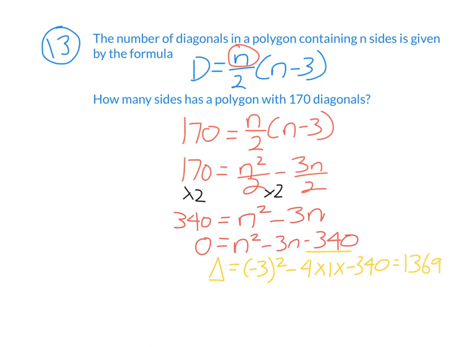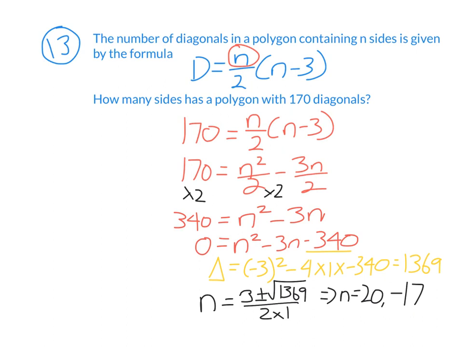So let's solve the equation. It doesn't matter that there are n's instead of x's. We'll do this the exact same way. So we will have n equals minus b, so minus 3, positive 3, plus or minus square root of the discriminant over 2 times a. In this case, a is 1. So the square root of 1369 is 37. So we have 3 plus 37 over 2, which gives you 40 over 2, 20, or 3 minus 37 over 2, which gives you negative 17.